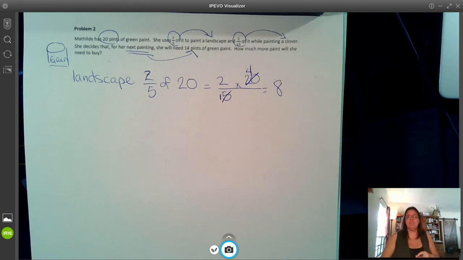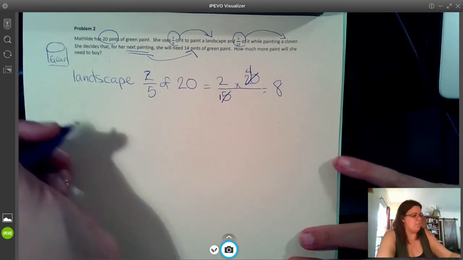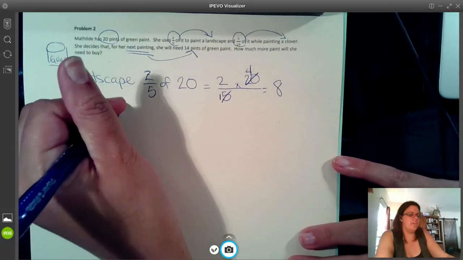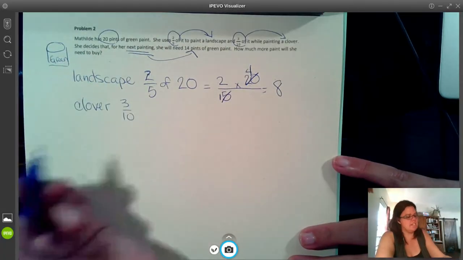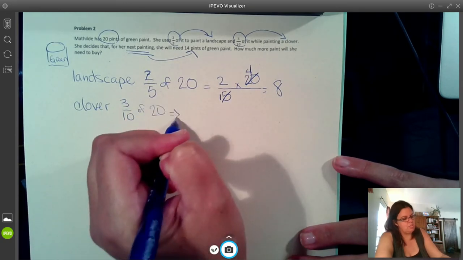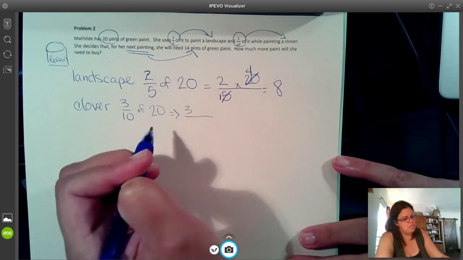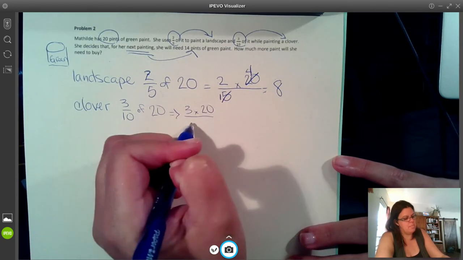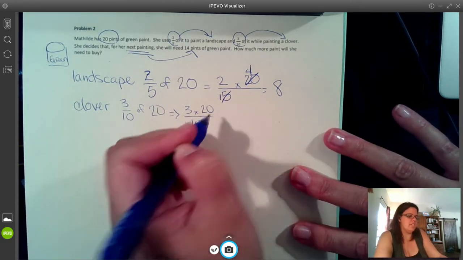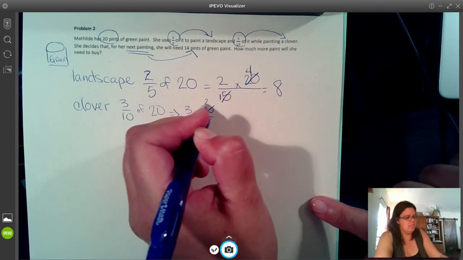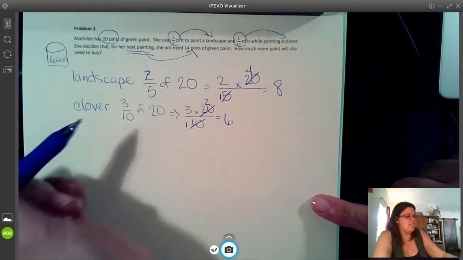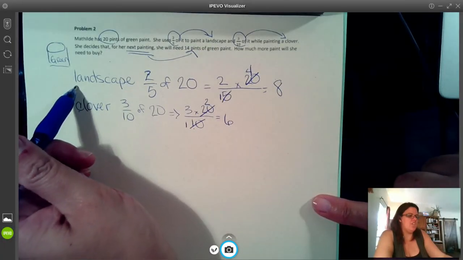Okay, and then she was painting a clover and she did 3/10. So that must be a really big clover. We're going to do exactly the same thing on the clover. 3/10 of the 20 pints. So again, we'll turn that into a big fraction. We know if we count by tens, we can get to 20. So there's 10, 10, 20, and 3 times 2 is 6. All right, so she used 6 pints here.